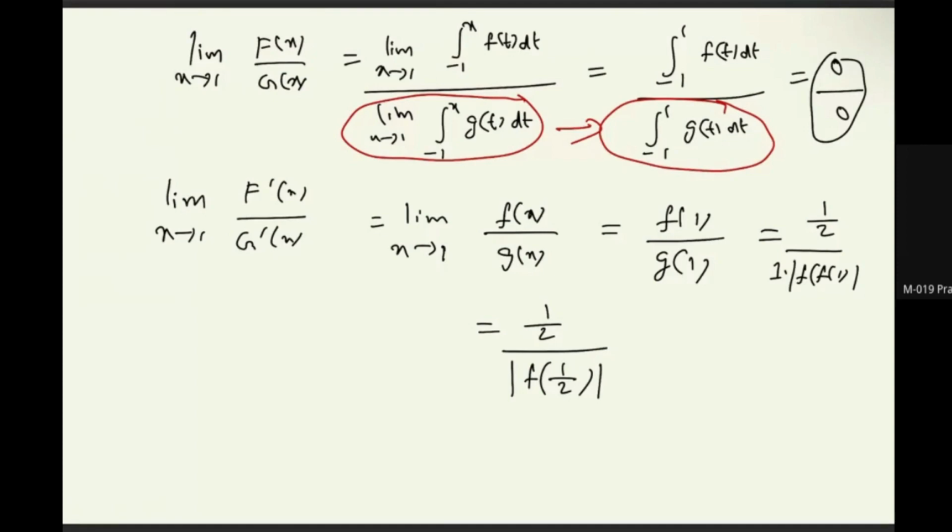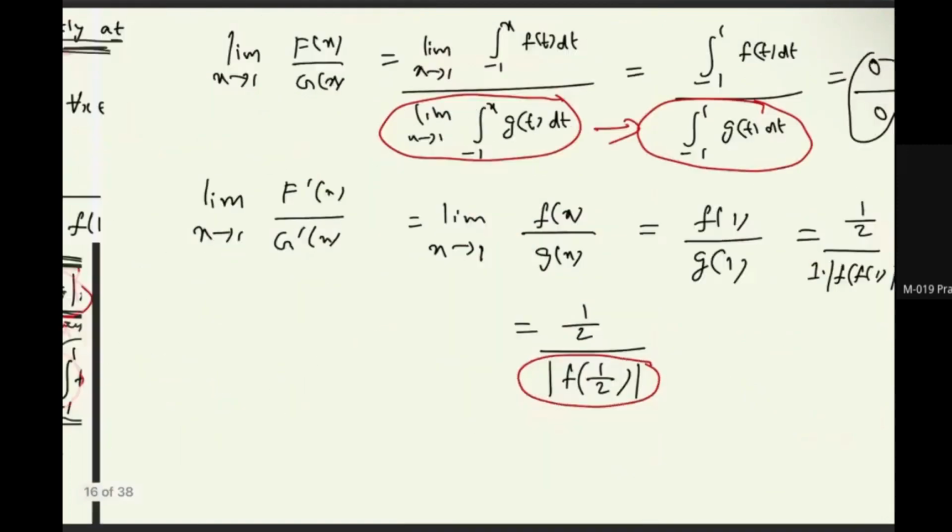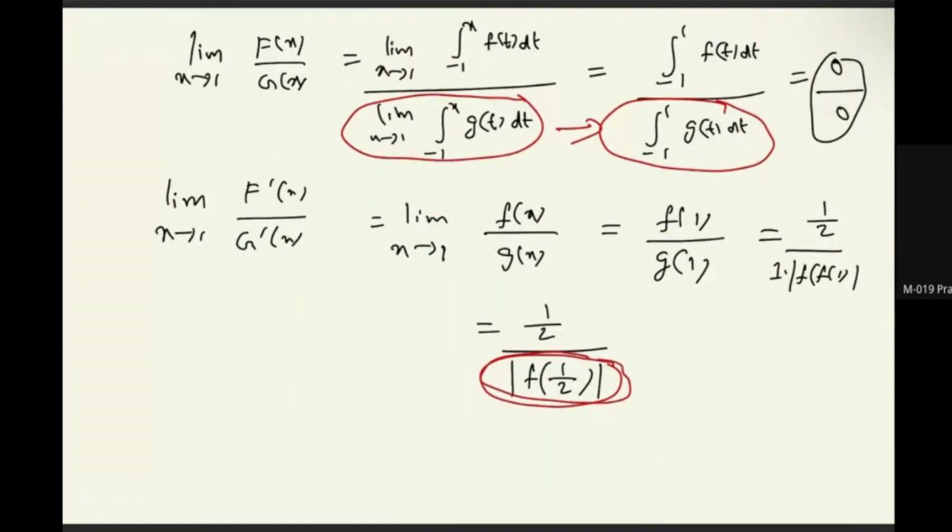And can f of half be 0, the denominator? No. Can this be 0? No, f of x equals 0 at exactly 1 point. Exactly. So we are using every condition. It vanishes only at 1 point, and we know that point is 0. So it can't be 0. That means this is actually a non-zero number. So this makes sense. Now we are given that this value is 1 by 14, right? Yes. So from that, what do you get? Mod f of half is, I think, 7.